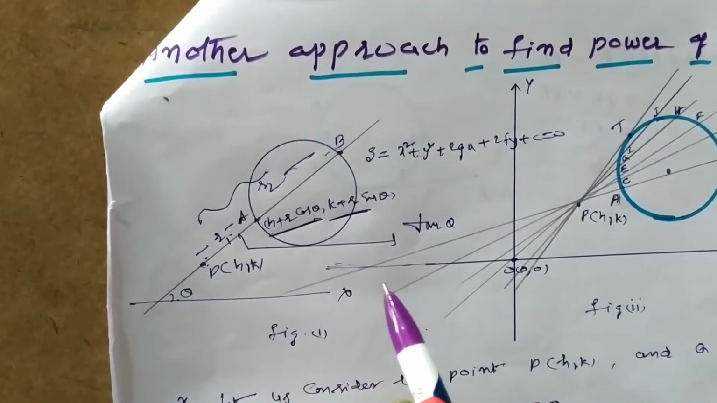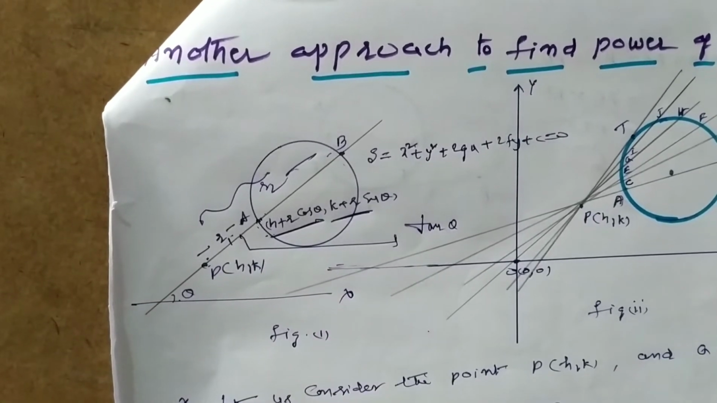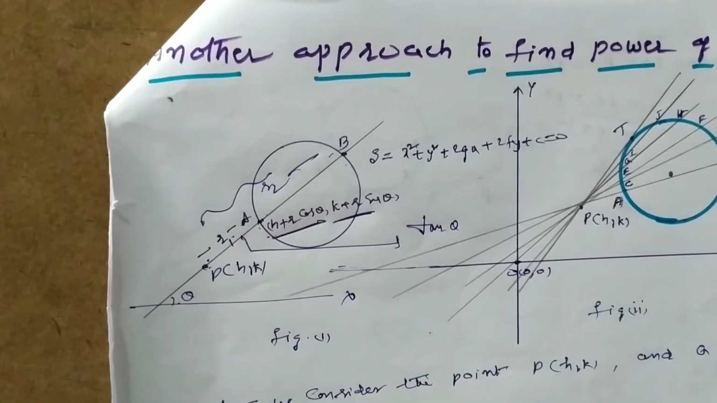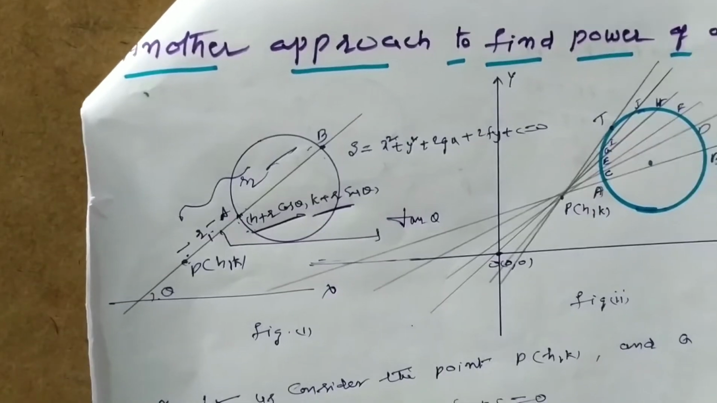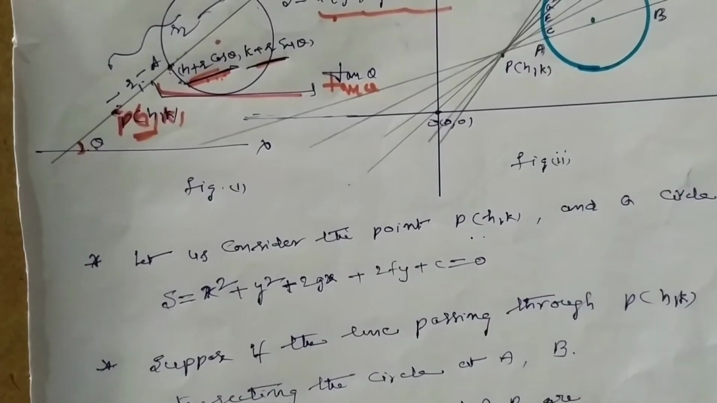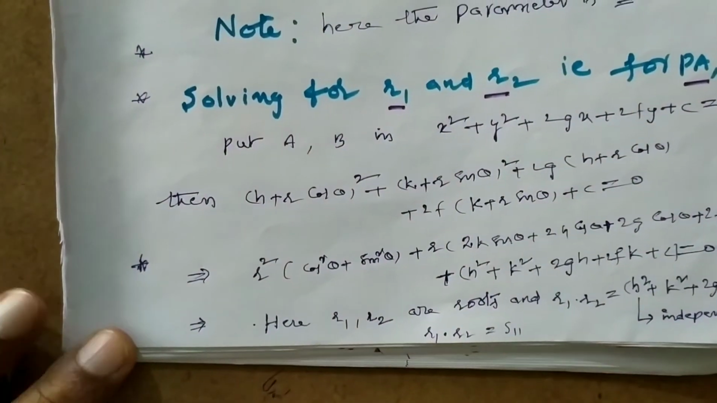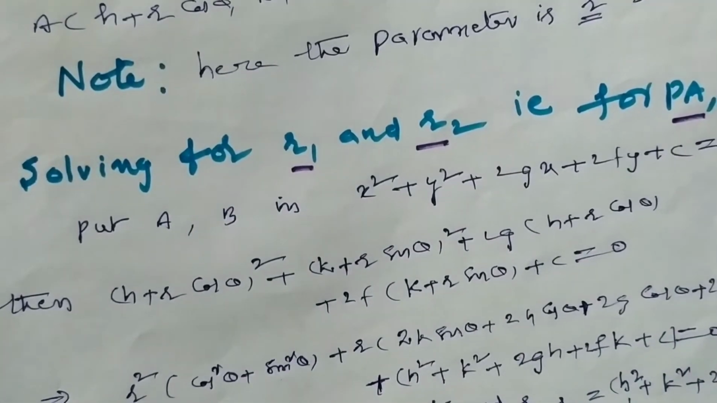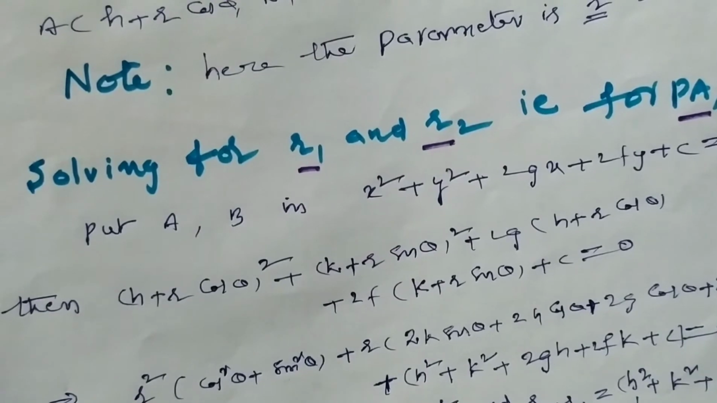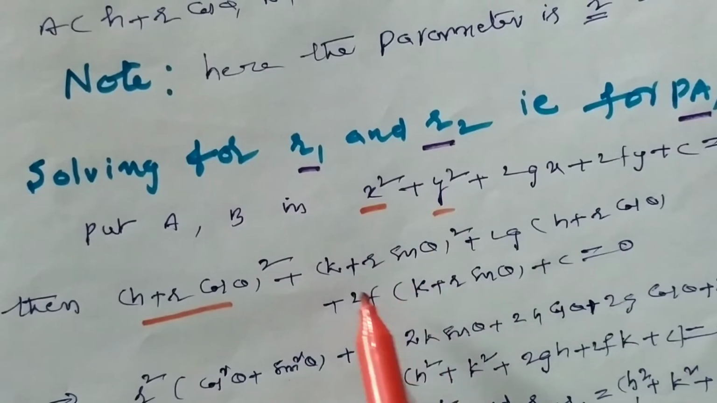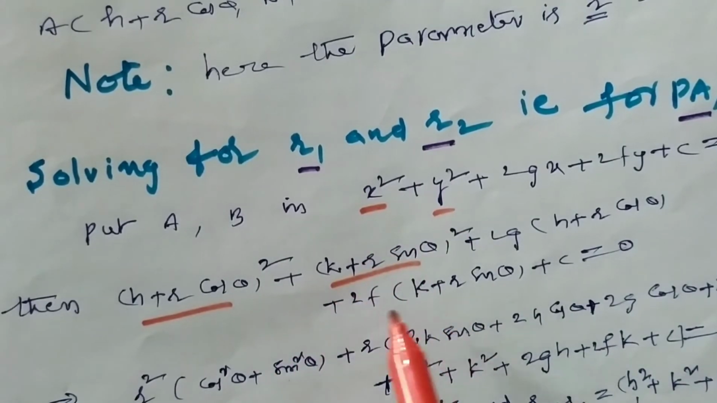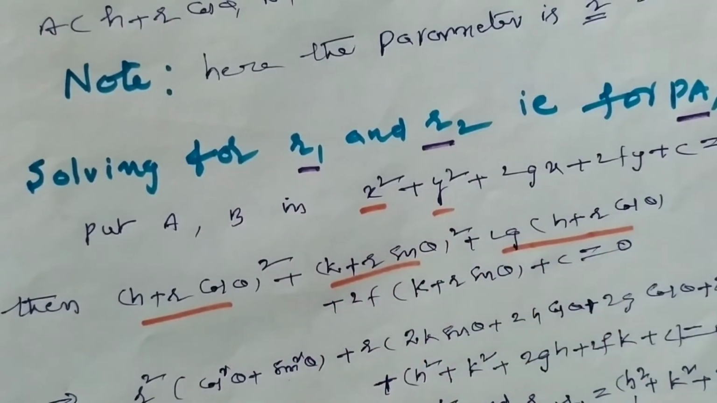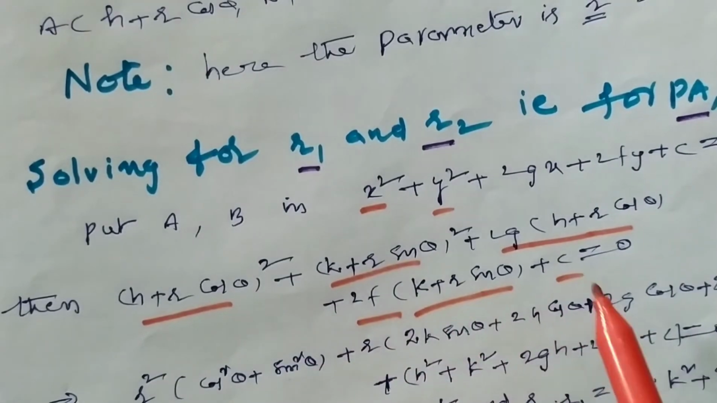So in this parametric form, solving these two equations, circle and line, you will get a combined equation. So how to solve for these two points? Here the given circle equation is x square plus y square plus 2gx plus 2fy plus c is equal to 0. Suppose we replace x by h plus r cos theta and y by k plus r sin theta. By substituting these values, you will get the terms 2g into h plus r cos theta, 2f into k plus r sin theta, plus c.